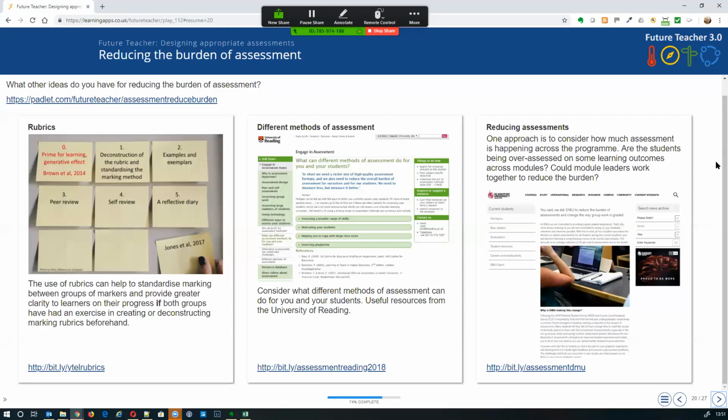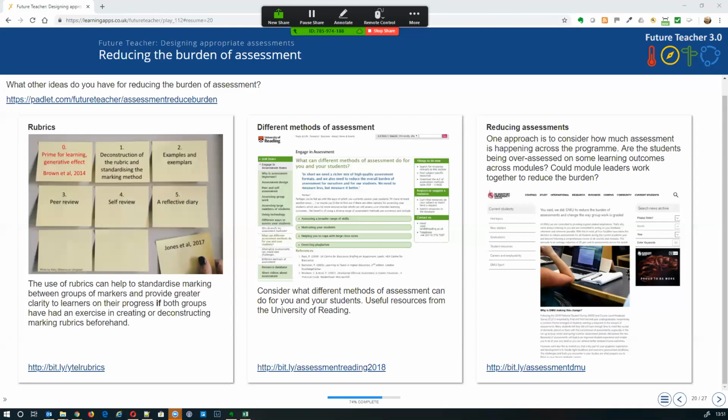And David Nicol, who does quite a lot of work on feedback and assessment, gives some very good advice. And this study by Jones et al., 5 steps to making sure that students understand what you are looking for, so that they learn through the assessment process as well.